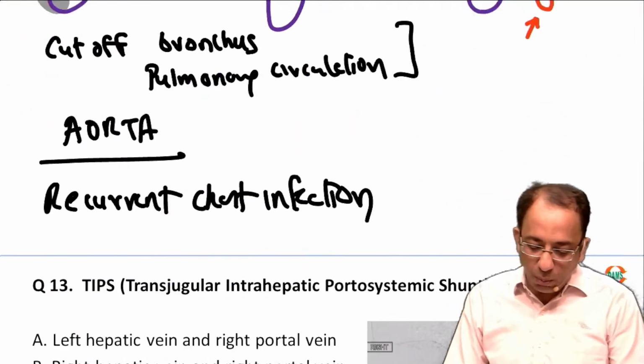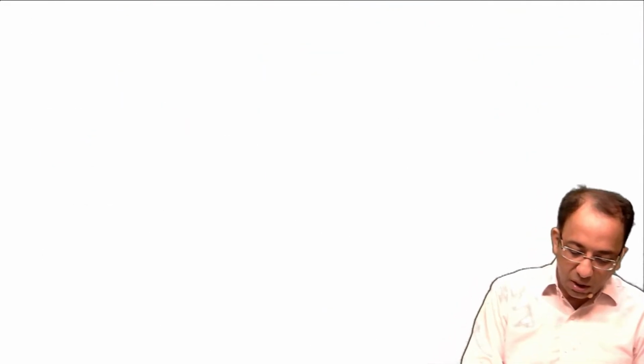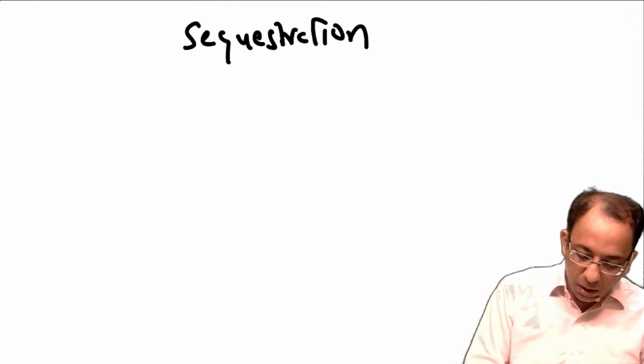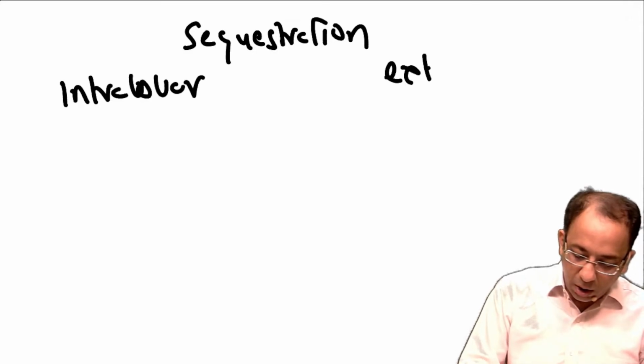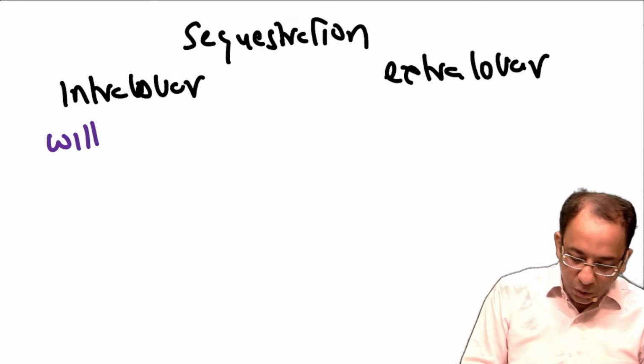But if they want to make it more tough, they will ask you a question like this. Let's see if you can answer. Sequestration is of two types. Intralobar, extralobar. Intralobar is within the same pleural covering.